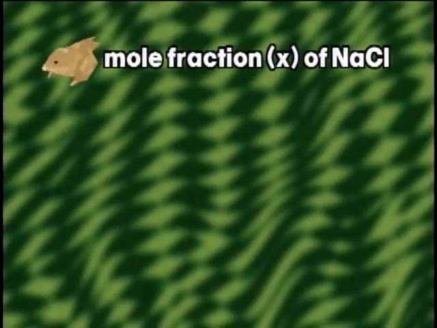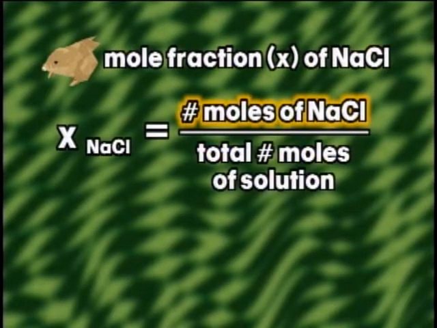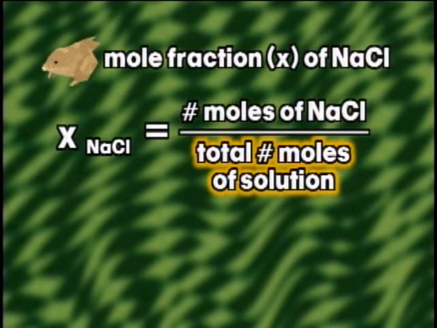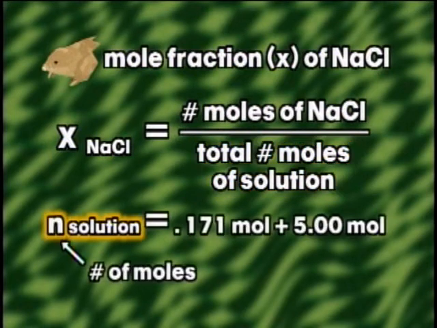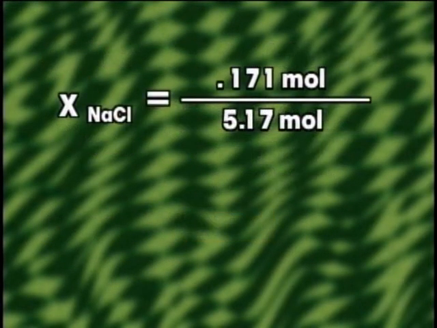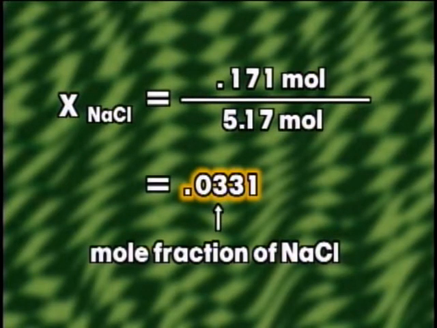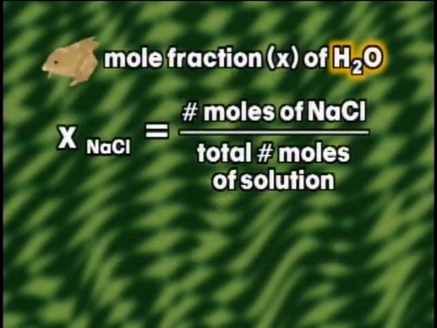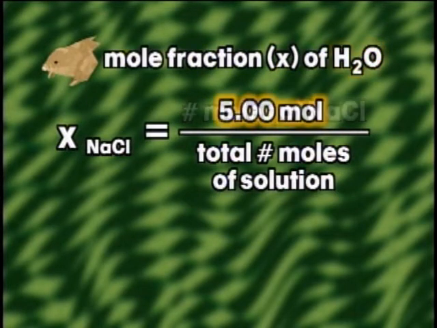Now we can find the mole fraction, X, of NaCl. We divide the number of moles of NaCl by the total number of moles of solution we have. Our solution is 0.171 moles plus 5.00 moles, for a total of 5.17 moles. The mole fraction for NaCl is 0.171 divided by 5.17 moles, which equals 0.0331. We can do the same thing to find the mole fraction for the H2O.